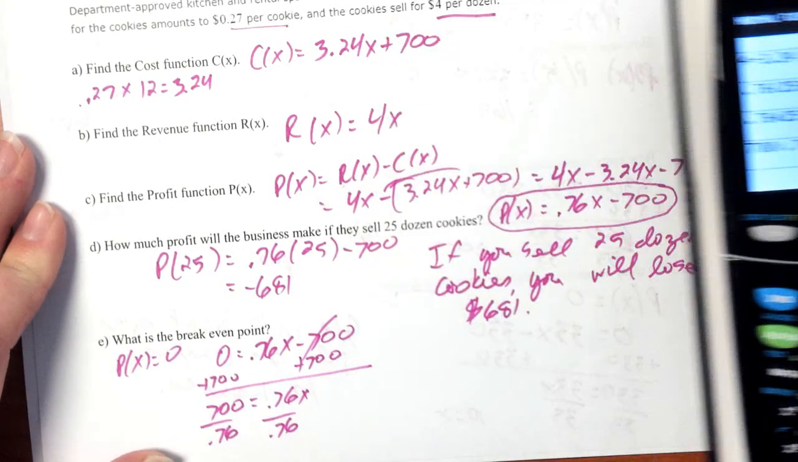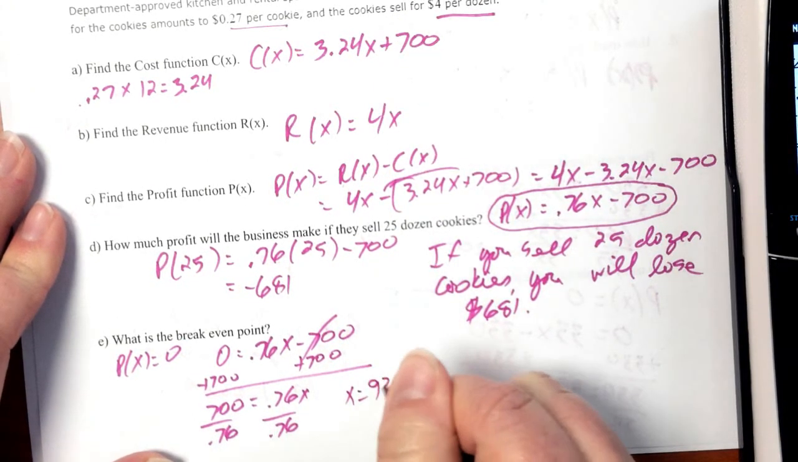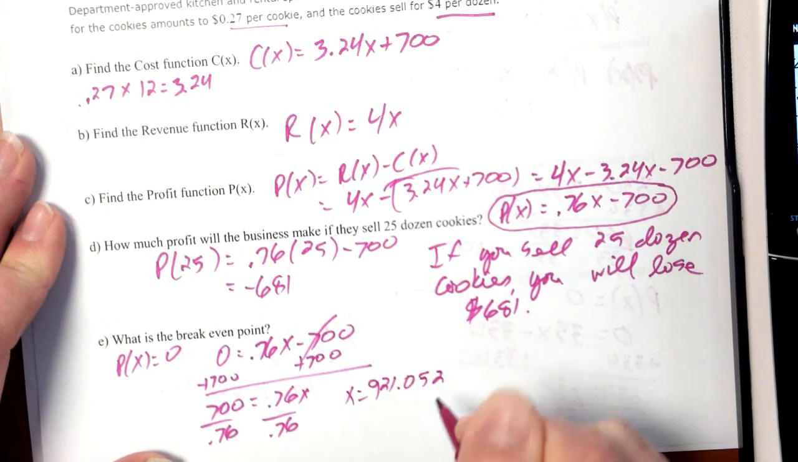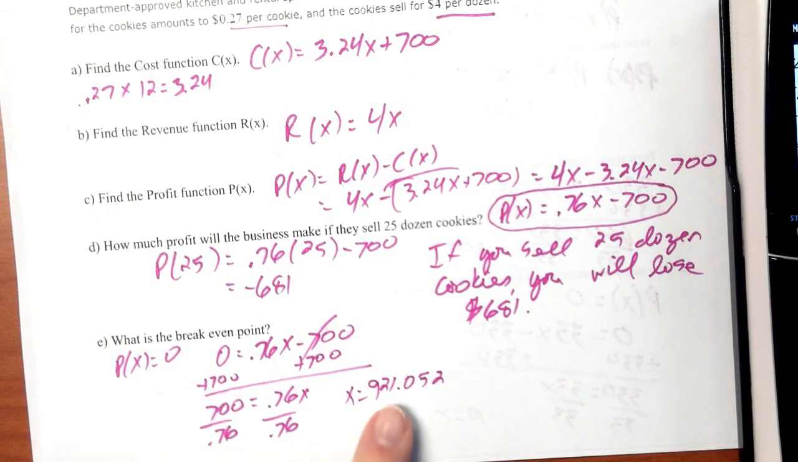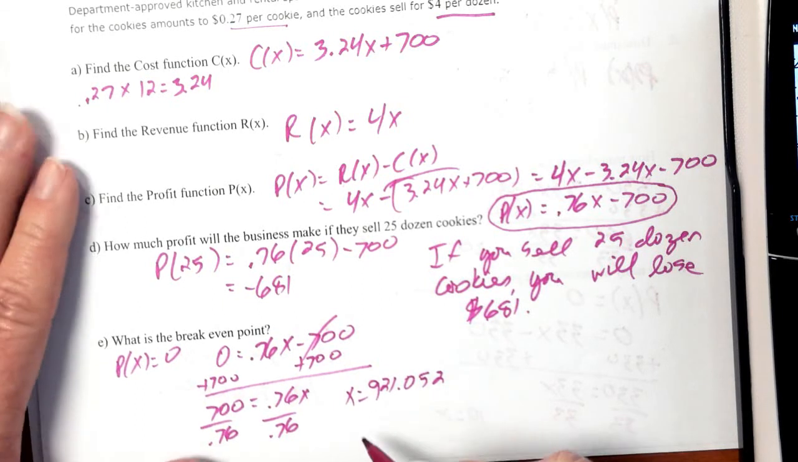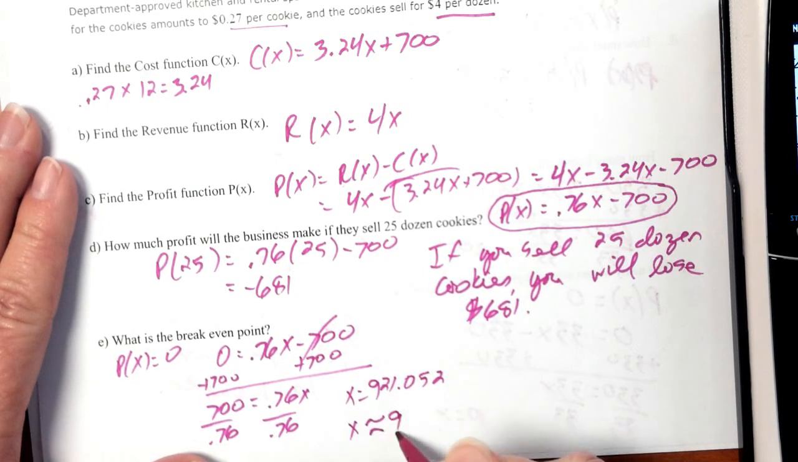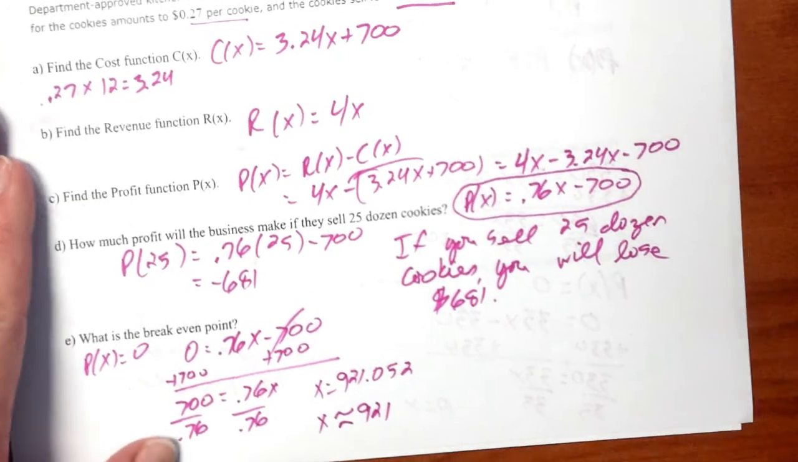Divide by 0.76, and we get 921.052. So in other words, I would need to sell 921.052 dozen cookies. Probably makes sense to round it here to the nearest whole number. So the nearest whole number would be 921.